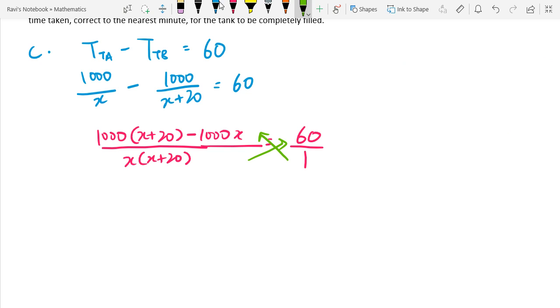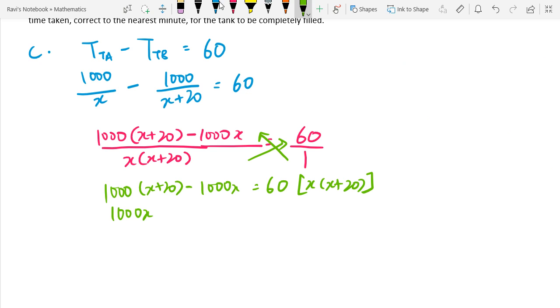Okay, so what do I get? I get 1,000 into X plus 20 subtract 1,000x equals 60 into X into X plus 20 here. Okay, so let me expand this. 1,000x plus 20,000 minus 1,000x is equal to 60. Okay, open up this square bracket, whatever is inside the square bracket first. So x squared plus 20x.